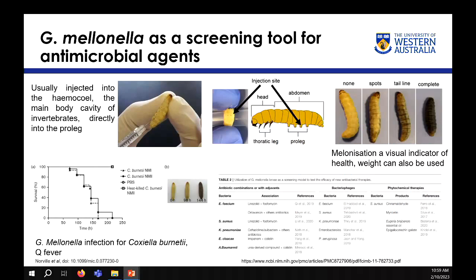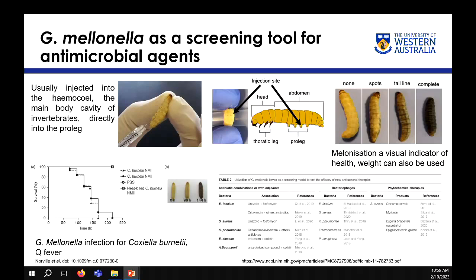So how is this done? Well, here is the larvae, and usually you inject straight into the hemocoel, which is the main body cavity of the Galeria, directly into its proleg here, like so. And sometimes, in order to make it really clear, you move the larvae underneath the tip so that you can inject really accurately, like shown here where the injection site is. That is the proleg here.